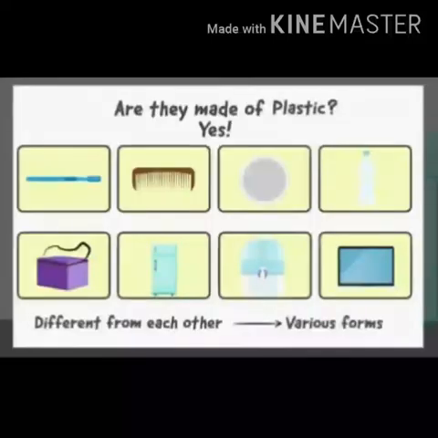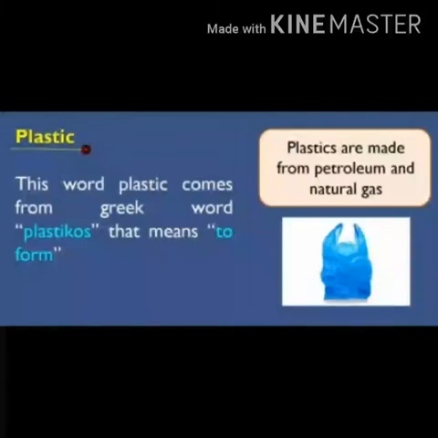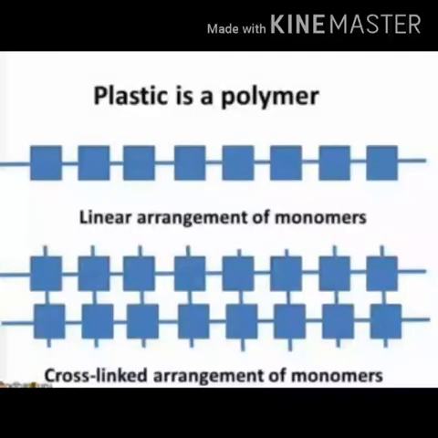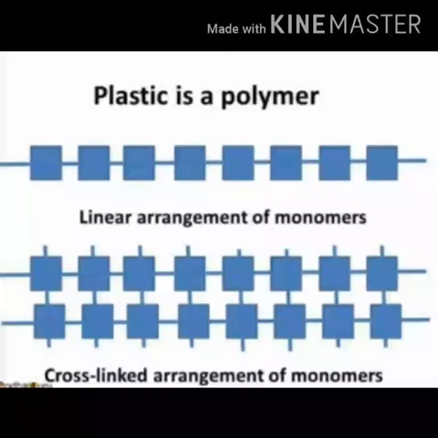See, all these things, are they made of plastic? Yes. But they have different forms. They are different from each other. The word plastic comes from plasticos, which means to form. Plastic is a polymer with a linear arrangement of monomers or a cross-linked arrangement of monomers.